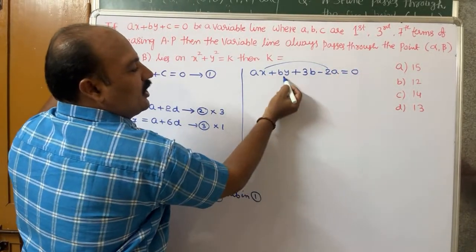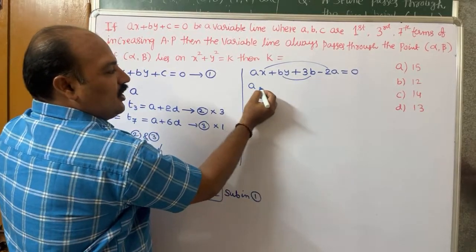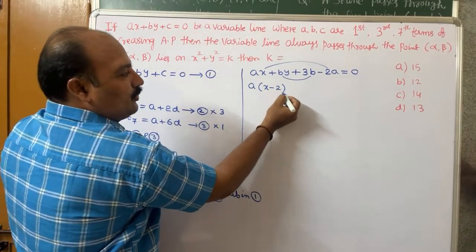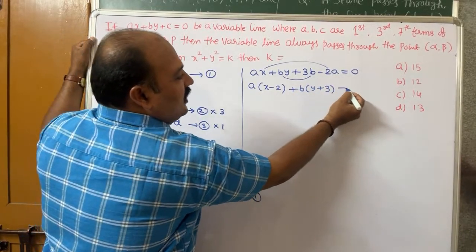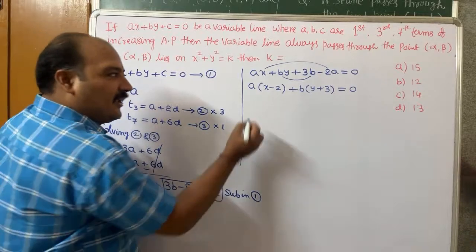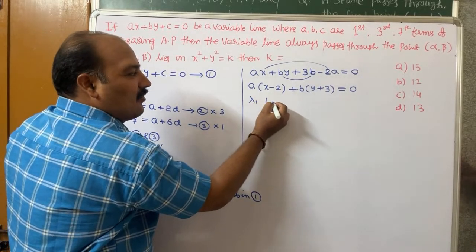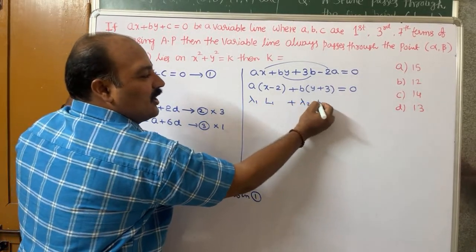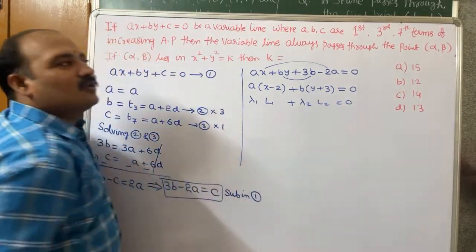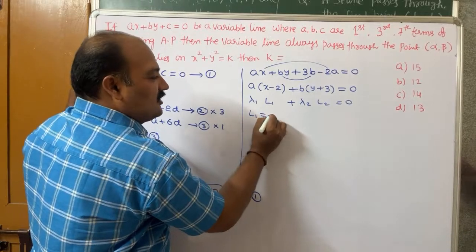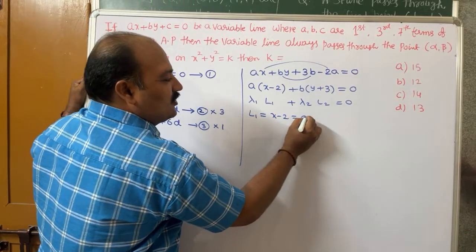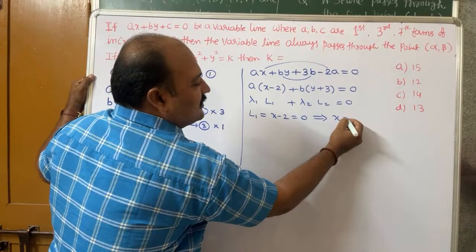So from these, a is common, from these, b is common. So a into (x minus 2) plus b into (y plus 3) is equal to 0. Again it is in the form of lambda 1 L1 plus lambda 2 L2 equal to 0. So a line passing through the point means the point of intersection of L1 and L2. L1 is equal to x minus 2 equal to 0. That implies x is equal to 2.